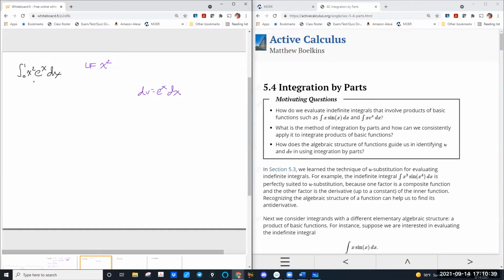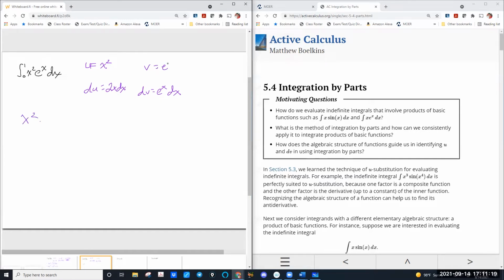And this is something you guys are going to notice as you do more of these. If you've got a polynomial times what's called a transcendental function. Transcendental functions are e to the x and trig functions. If you've got a polynomial times a transcendental, it's basically going to be u is your polynomial, your dv is your transcendental, and you do it however many times until you get to a basic antiderivative. So now du is 2x dx. V is e to the x, just like last time. Put this together the same way.